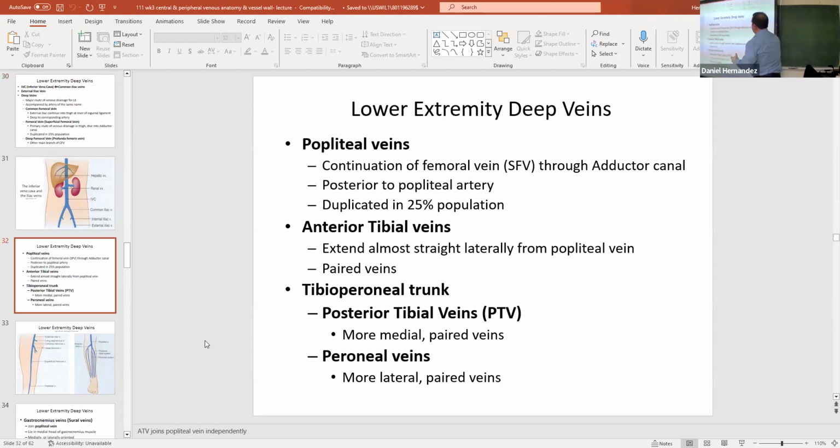Working our way further down the legs, we have the popliteal veins. The popliteal veins are a continuation of the femoral vein. So that superficial femoral vein, or femoral vein, continues down the thigh. Once we get to the level of the knee, it becomes the popliteal vein. So it's the same vessel, just changing names. The vessel lies posterior to the artery. And in about 25% of the population, it's duplicated. So this one, you can also potentially have two veins with one artery.